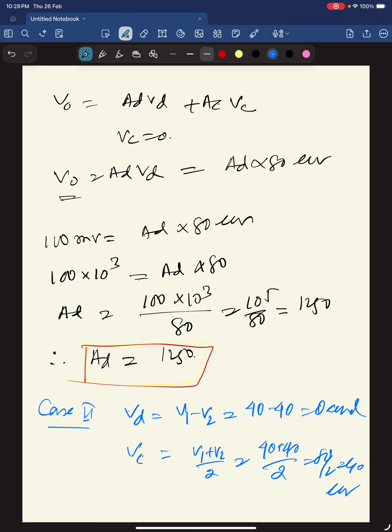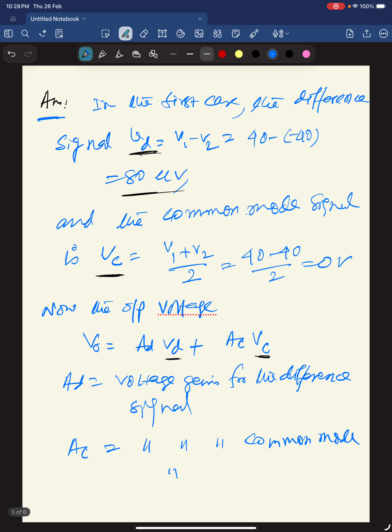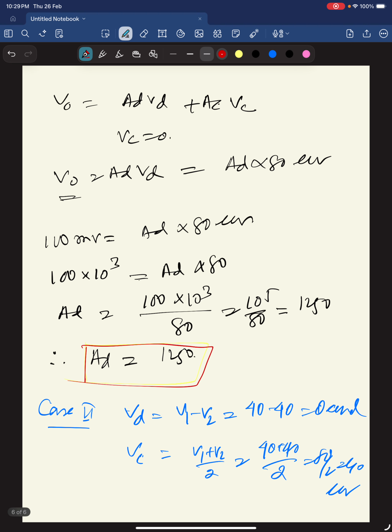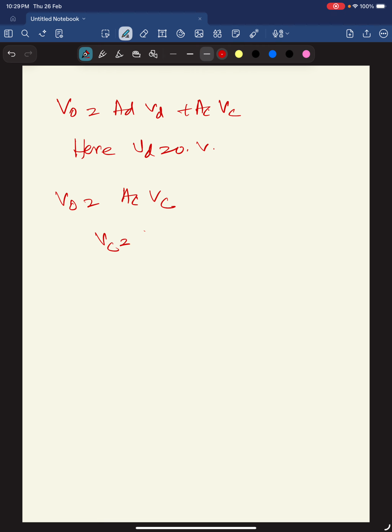Now again the same formula. This is the most important formula: V0 is equal to AD VD plus AC VC. Here VD is equal to 0 volt. So V0 is equal to AC into VC. Here VC is equal to 40 microvolt and V0 is equal to 0.4 millivolt.